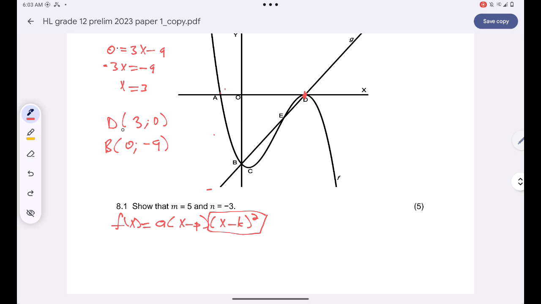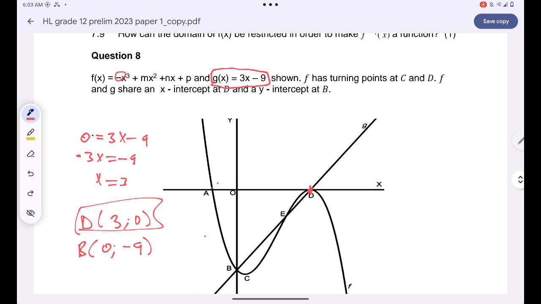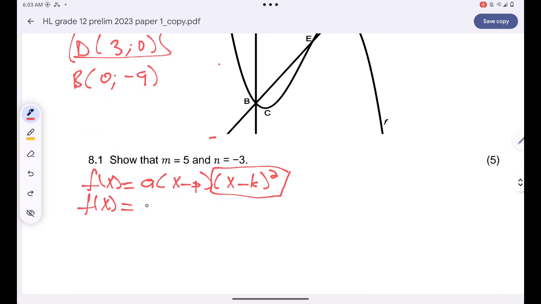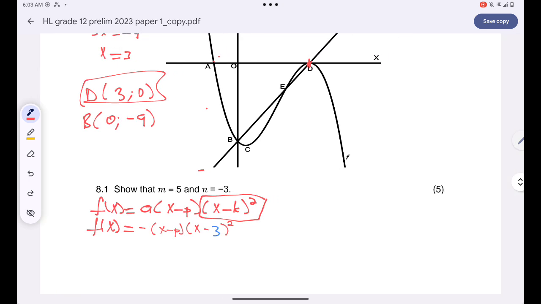But I do know the value of k. I did find the coordinates of D, right? So f(x) is basically a, and we were given the coefficient of x³, so a is just -1, so I'll write a negative over there, and then (x - p), and then I'll end up having (x - 3)², the value of k being 3. Why? Because I do know the x-intercept at point D. The only thing I need to find, guys, for me to find the equation of the graph is the value of p. How can I do so?